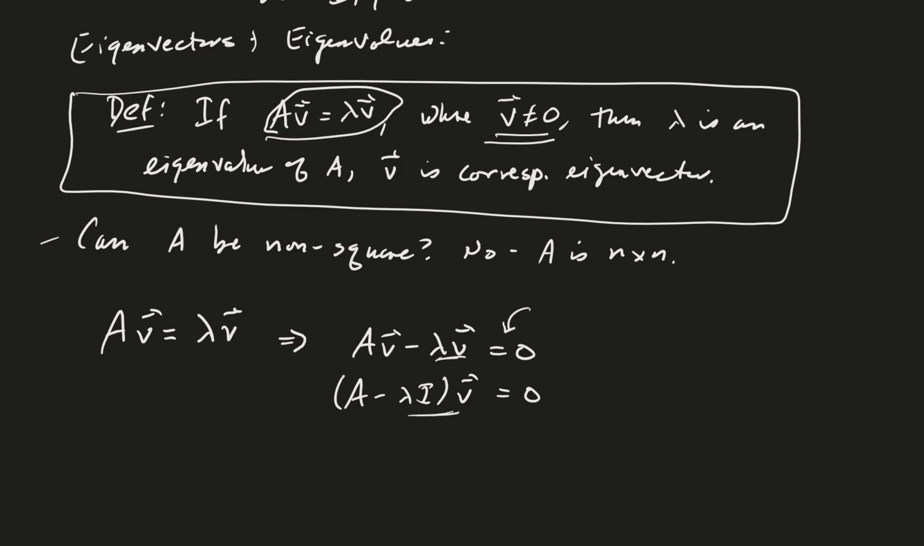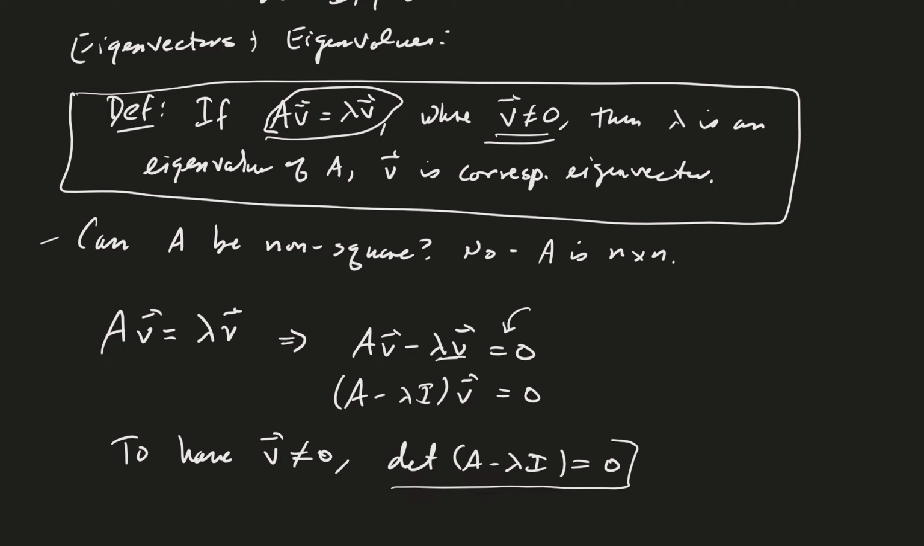And so now we have this equation here. When does this have a solution? Well, if the columns of A minus lambda I are independent, then the only solution is v equals 0. And so we don't want that. We want non-zero solutions. So to have v not equal to 0, we must have the determinant of A minus lambda I equal to 0, right? Because that means that A minus lambda I is not invertible. And so that's our key equation here.